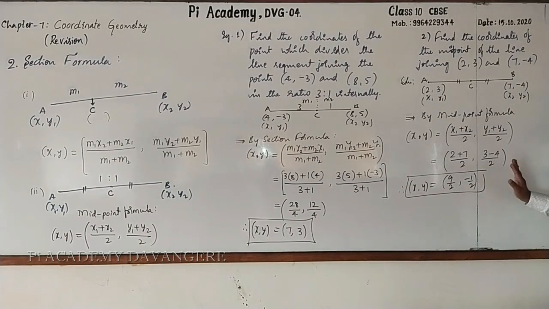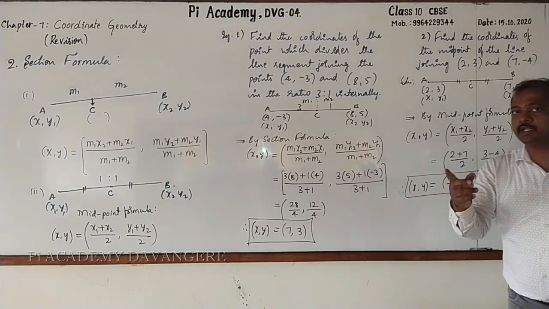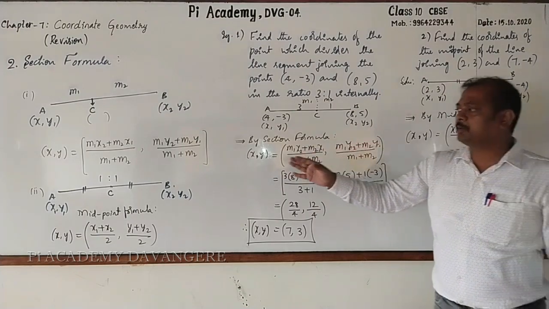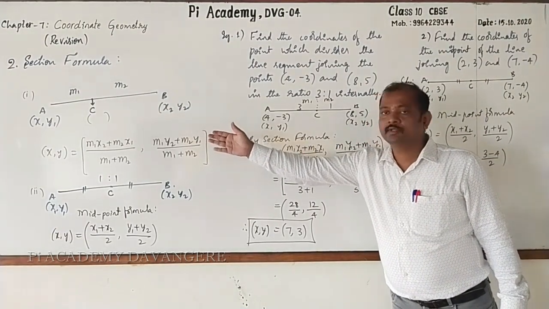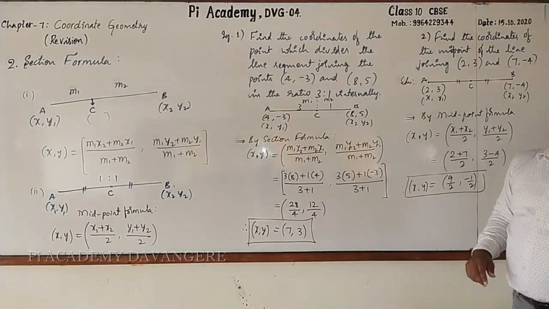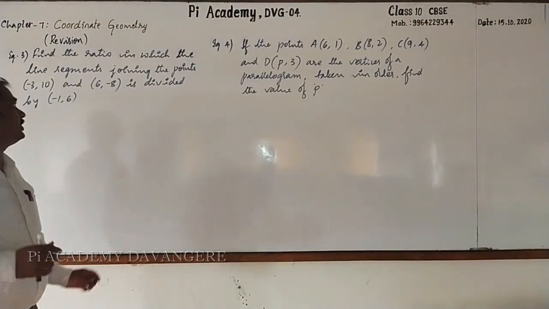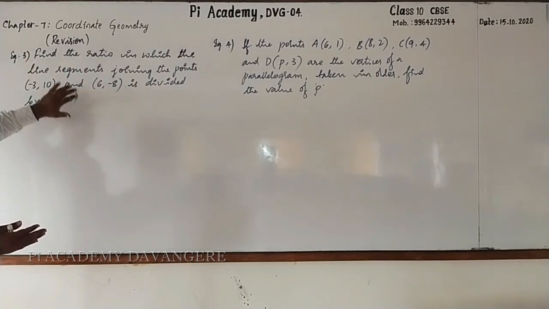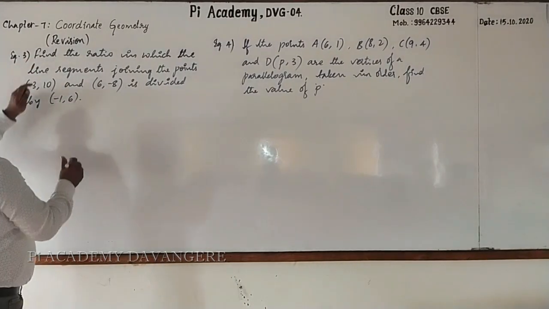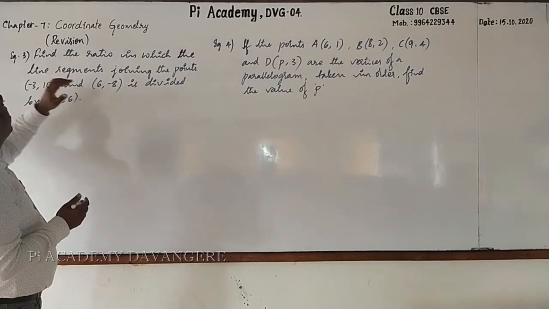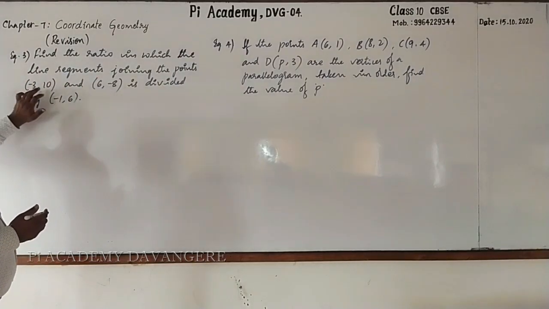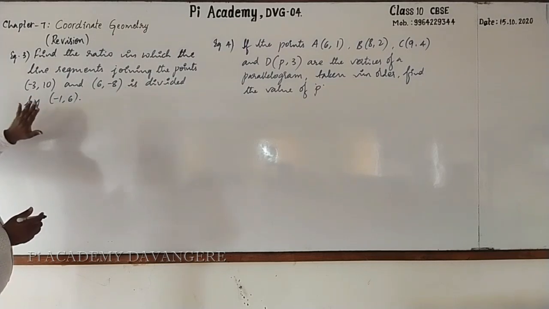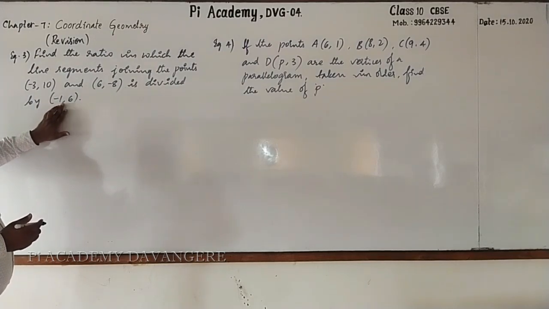Hope that you have understood it well. Now, I'll go for taking few more problems. They are our applied questions related to section formula as well as midpoint formula. Dear students, go through this third one. It is also a very important one. And you may also copy this one. Find the ratio in which the line segment joining the points 3 comma minus 3 comma 10 and 6 comma minus 8 is divided by minus 1 comma 6.